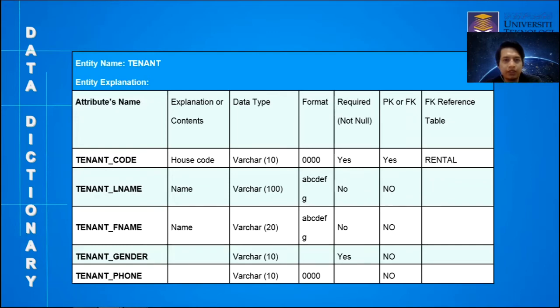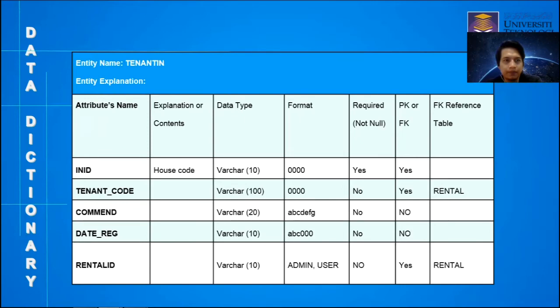And here you can see the required value for these attributes. The tenant code must have a value for the attribute tenant code. There must be a value. Tenant last name and first name do not require a value, and the tenant gender will require a value. It cannot be null.